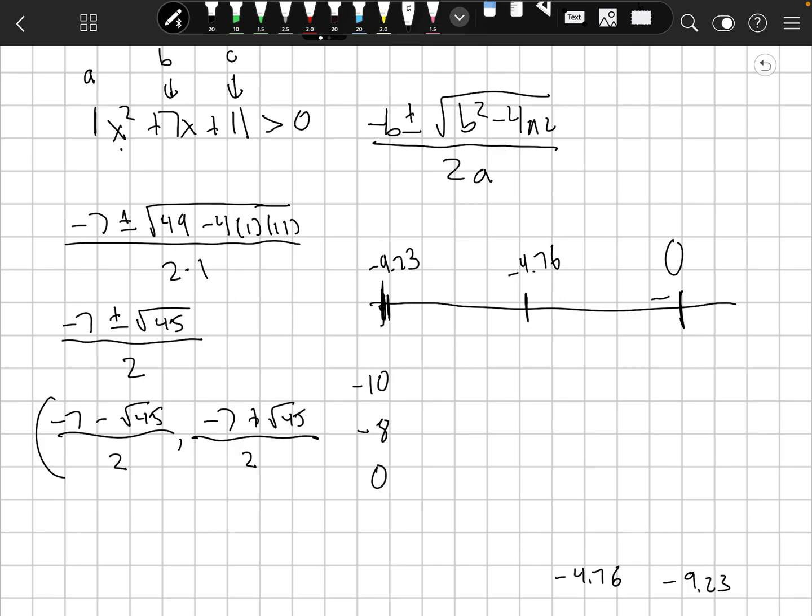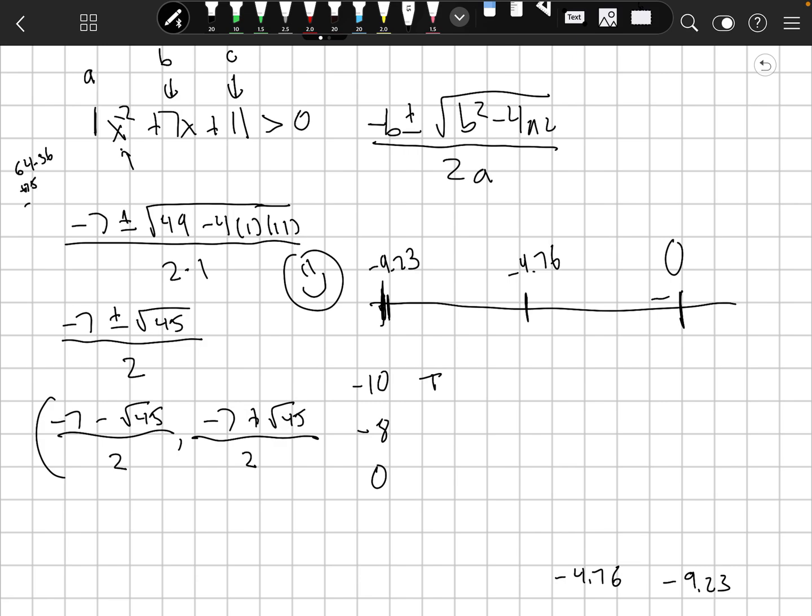And let's go 0. So when I plug in negative 10 up here, that's going to be 100 minus 70, that's 30, plus 11, that's 41. Is 41 bigger than 0? Yes, that's a true statement. So here we've got something going on there. And then I'm going to plug in negative 8. That's going to be 64, 8 times 8, 64, minus 56. 64 minus 56 plus 11.